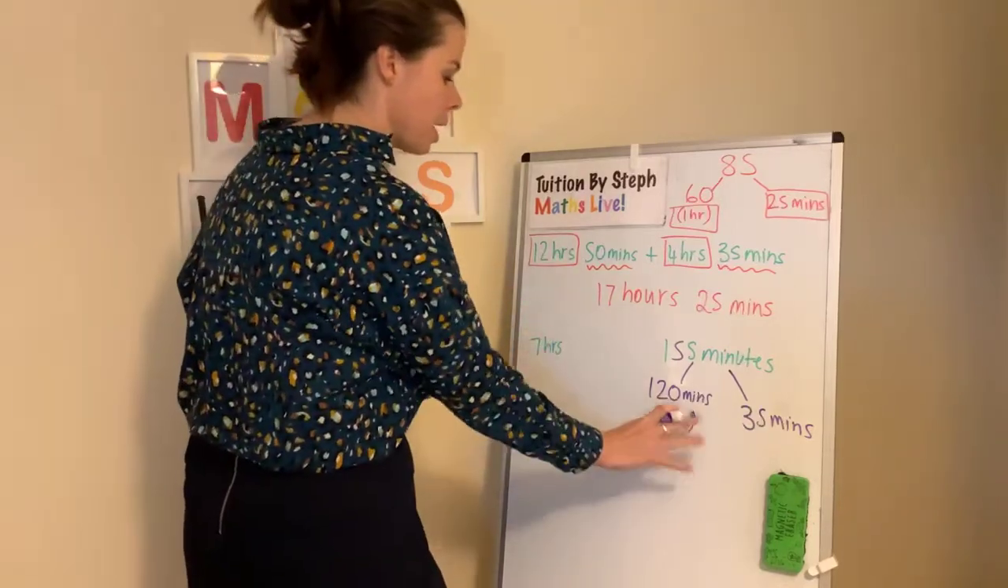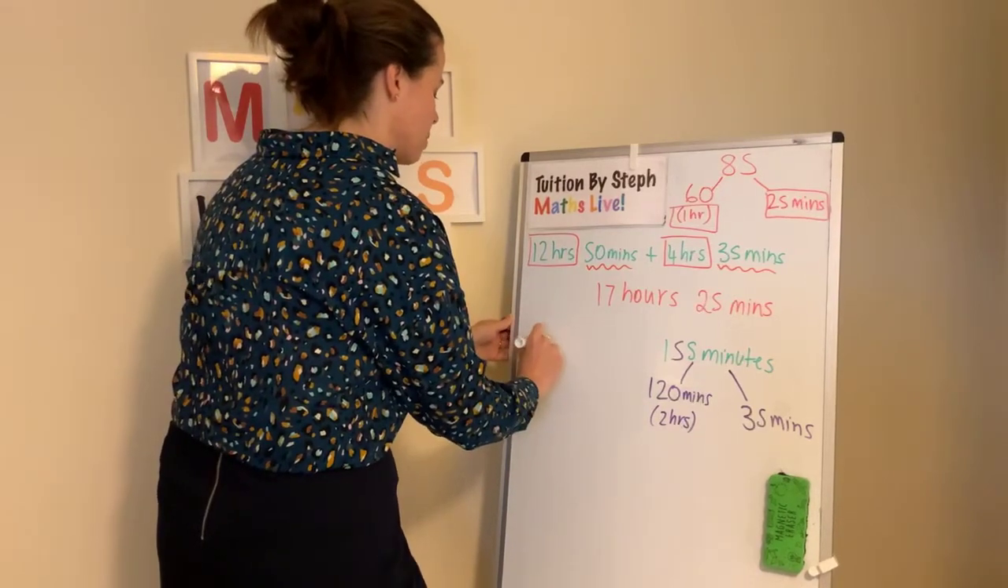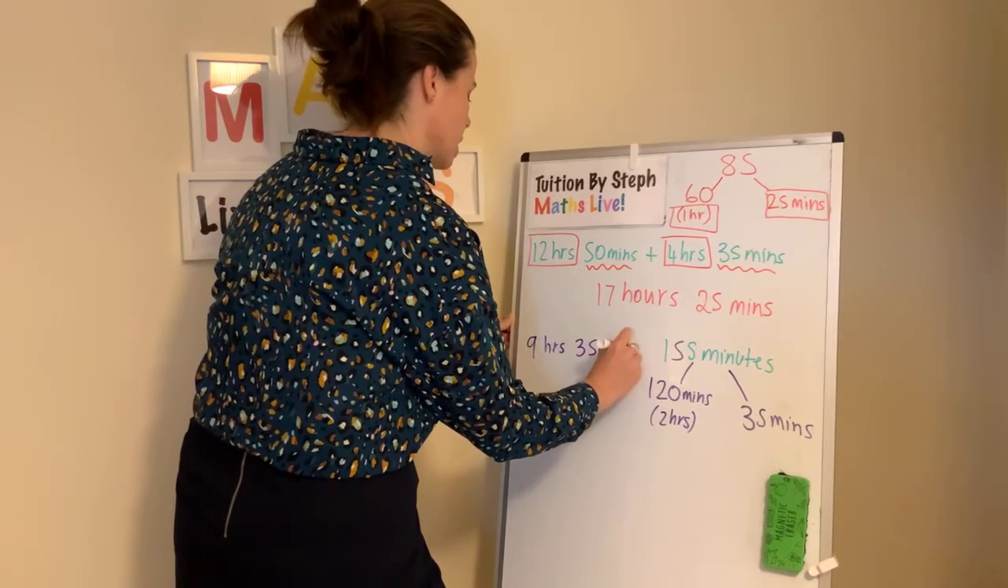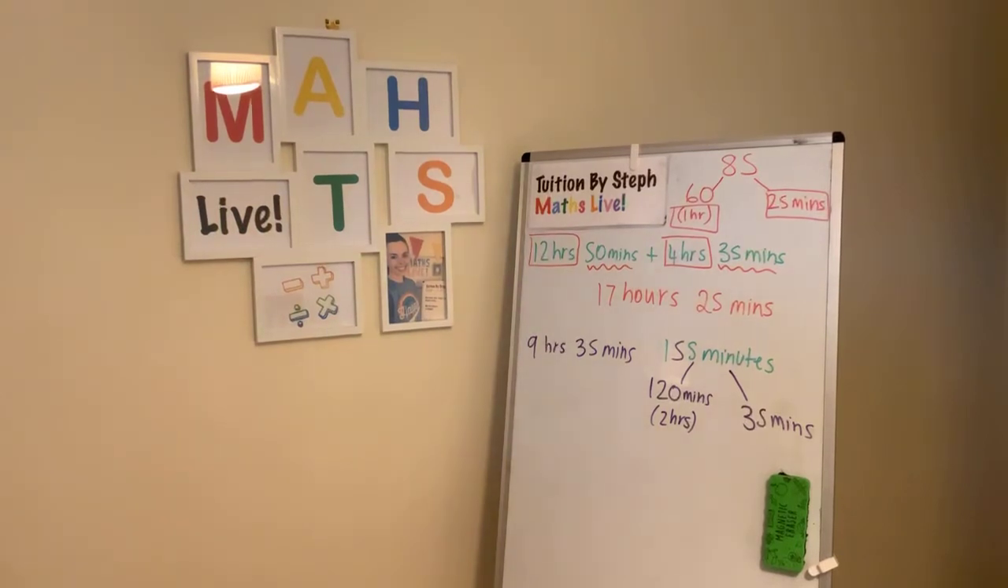So now we can combine these two. So we've got 7 hours and 2 hours, which makes 9 hours. And then 35 minutes left. So that's our answer. 9 hours and 35 minutes.